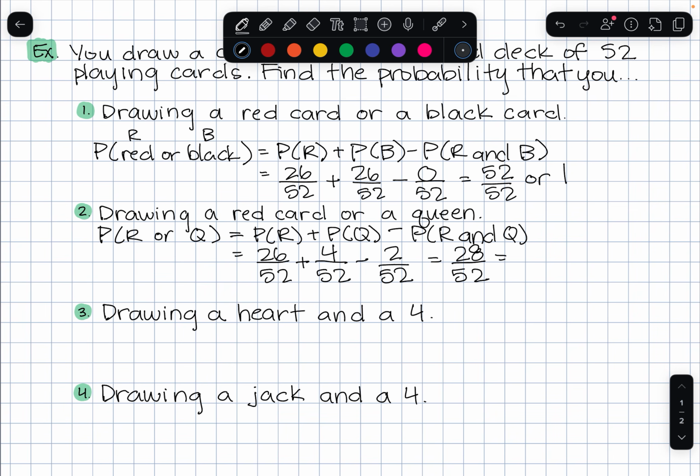And we can grab our calculator and we should turn that into a decimal. So 28 divided by 52, and we get 0.5385.